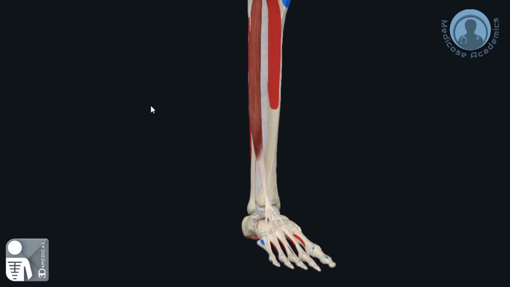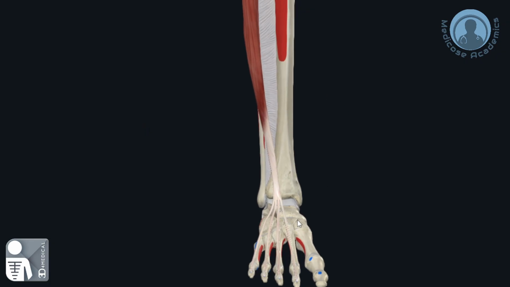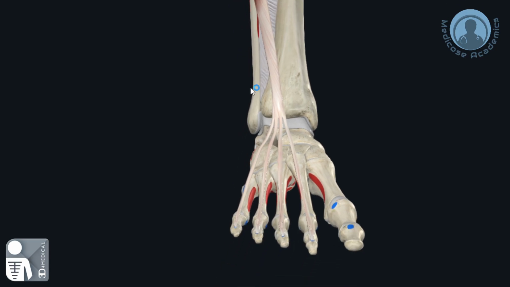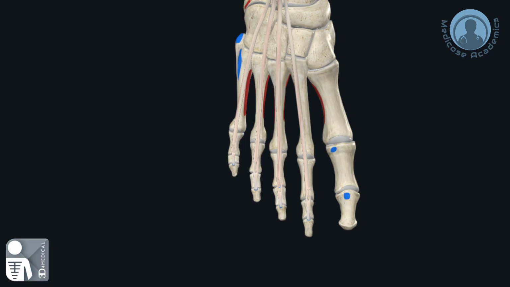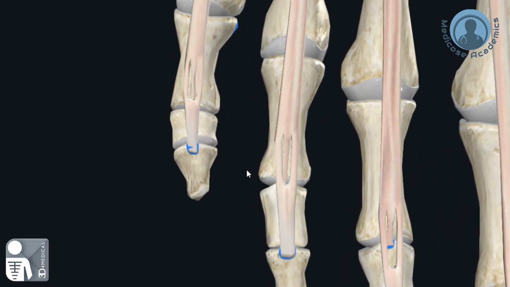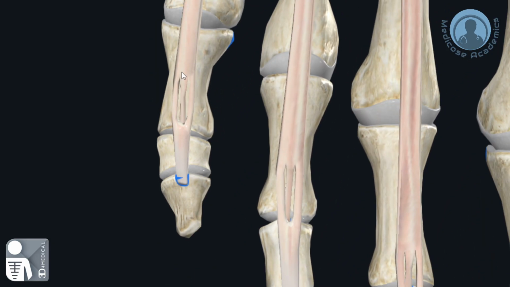So this is a big bellied muscle and it goes down, and as it crosses the ankle, it divides into four parts, each one going to one of the lateral toes excluding the big toe. And it has something interesting in its insertion. As you can see, as it gets inserted, it splits into three parts.